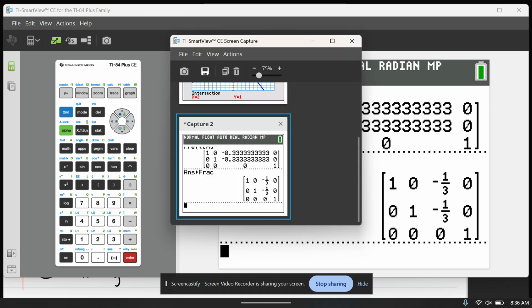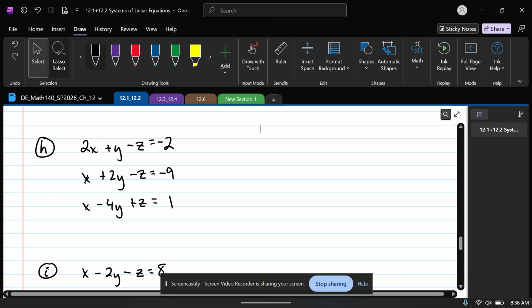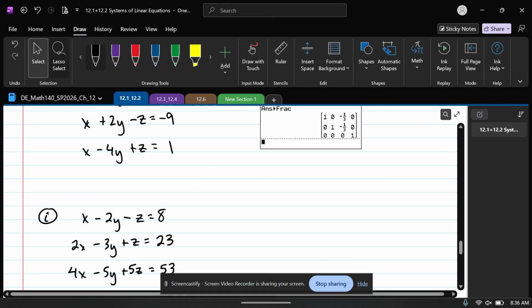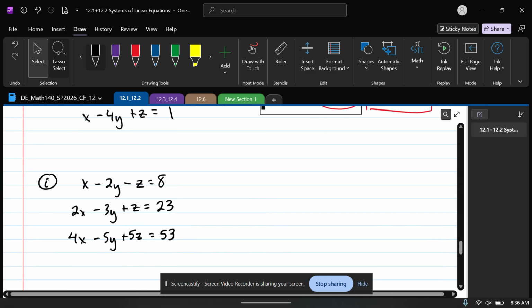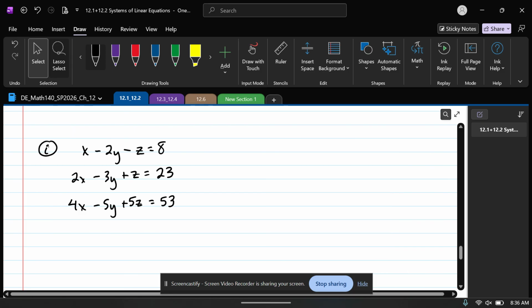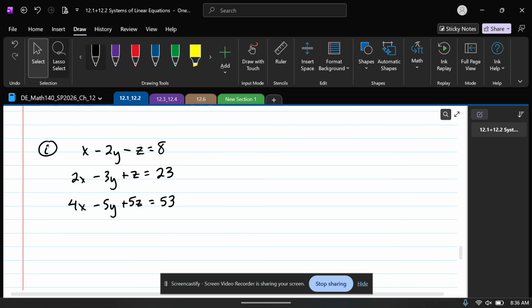Yes, this would be a no solution situation. Because of that bottom row, that tells me that it's no solution. Not much to do there. Just say no solution, or inconsistent is another word for no solution. See if you can do I there. Solve that system. I would use the matrix to do that.